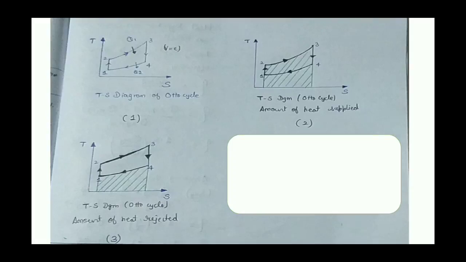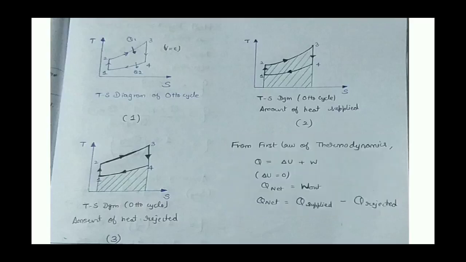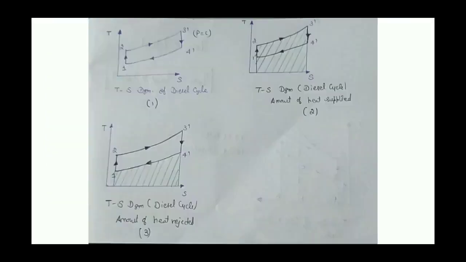So we must know the work output. From the first law of thermodynamics, we have Q is equal to delta U plus W. The change in internal energy, delta U, is equal to 0. Why? Because this is a closed cycle and there is no change in internal energy. So net heat transfer is equal to work output, which is heat supplied minus heat rejected.